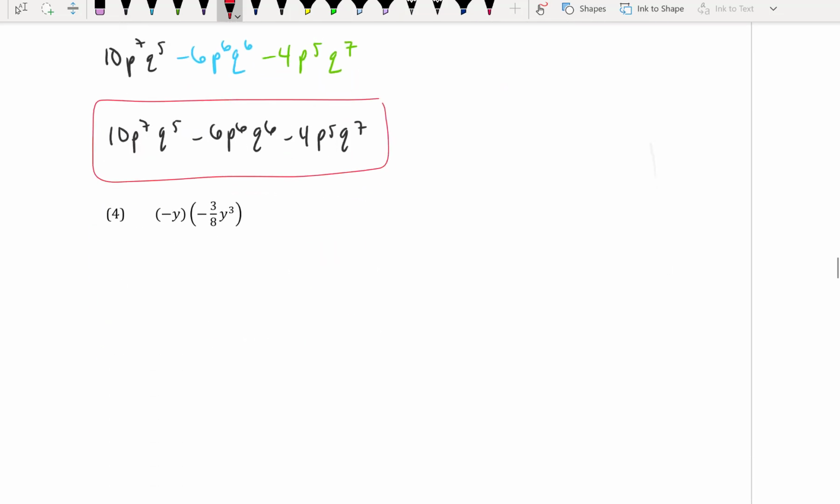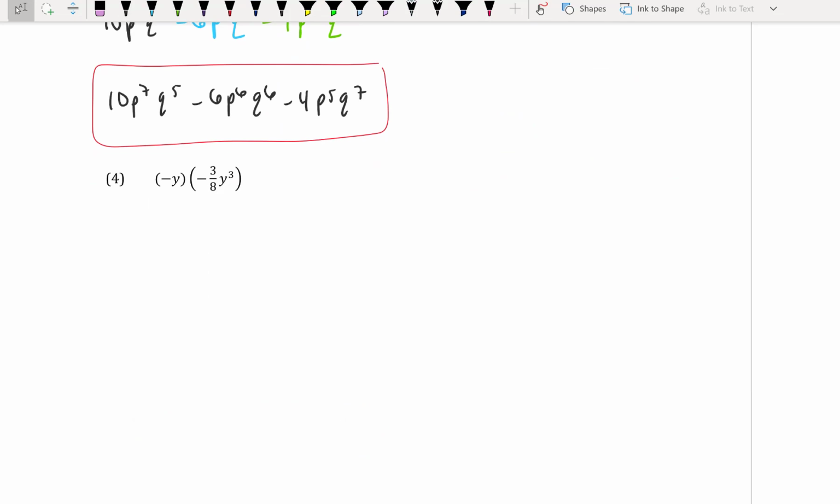Okay. And for this one, again, I can rewrite this. This is really saying -1 times y times a -3/8 times a y to the 3rd power. So I'm going to rearrange it so that the numbers are together. So we have our -1 and our -3/8 that's being multiplied. And we also have our y and a y to the 3rd.